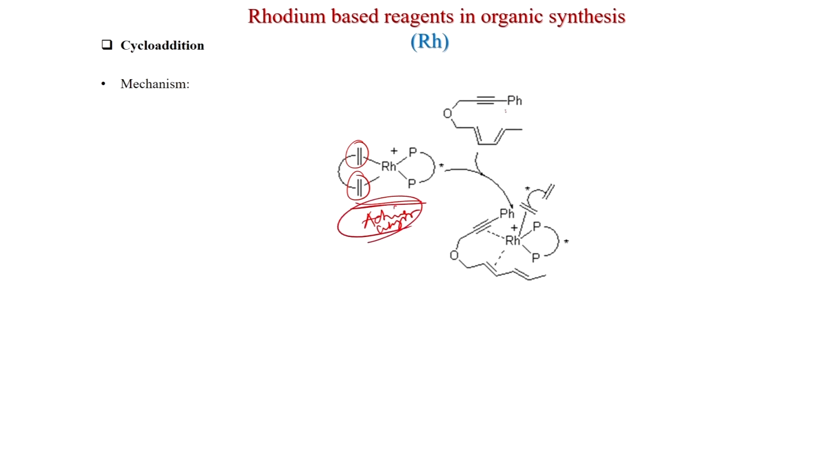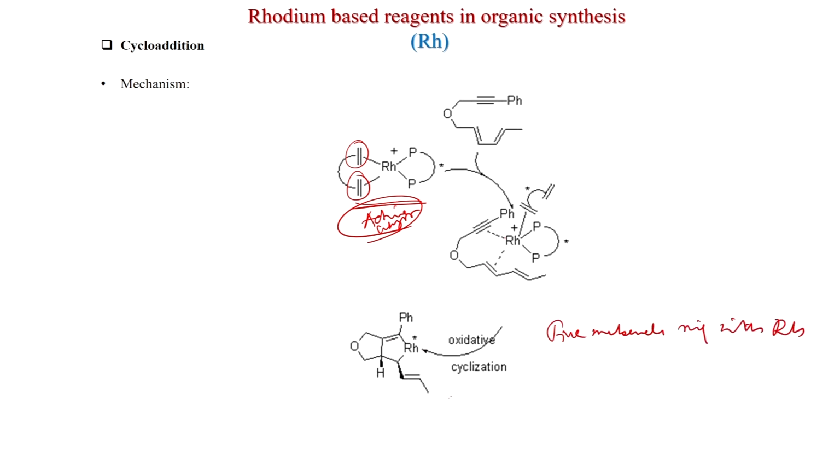Now, this triple bond and one double bond will coordinate with rhodium to generate this species, and now oxidative cyclization will happen. After oxidative cyclization, this bond will form carbon-rhodium here, here also carbon-rhodium. So, a 5-membered ring is formed, first 5-membered ring with rhodium like this, and another double bond is there of course, and now the ring expansion will happen.